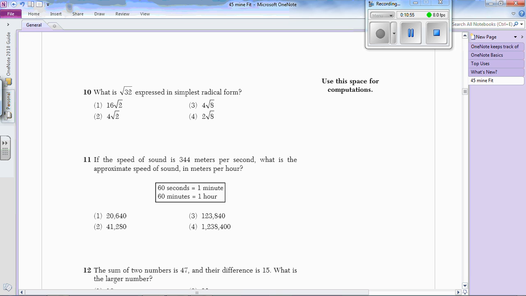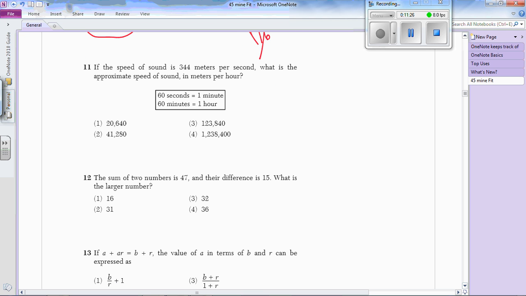All right, what is expressed in simplest radical form? Well, you'd love this question on a test because I could just type in the square root of 32 in my calculator and I would get some decimal, and then I could type in one of these and get the exact same decimal. But of course, we'd like to do it the mathematical way, which is we break it down into its biggest perfect square and not perfect square. 16 times 2 is 32. Square root of 16 is 4. So my answer is 4 square root of 2 for number 10.